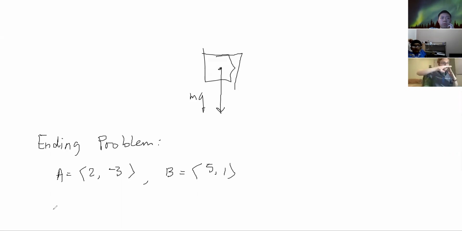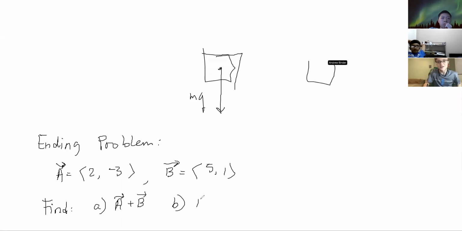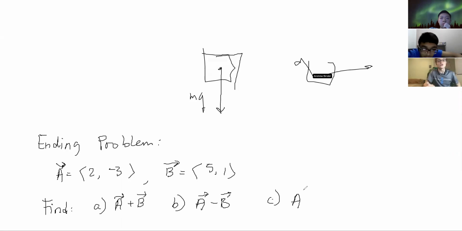Now you know how to add them, and adding becomes useful when you need to find the net force, the net vector. Subtracting is useful when you're talking about opposing vectors. For example, this thing is flying in this direction, but there's a force of friction acting in this direction, and you need to subtract that force to find exactly how much it's flying in that direction. So we know how to add, we know how to subtract. The dot product multiplies them and gives us a number, and the cross product gives us a vector. Those are the biggest things.